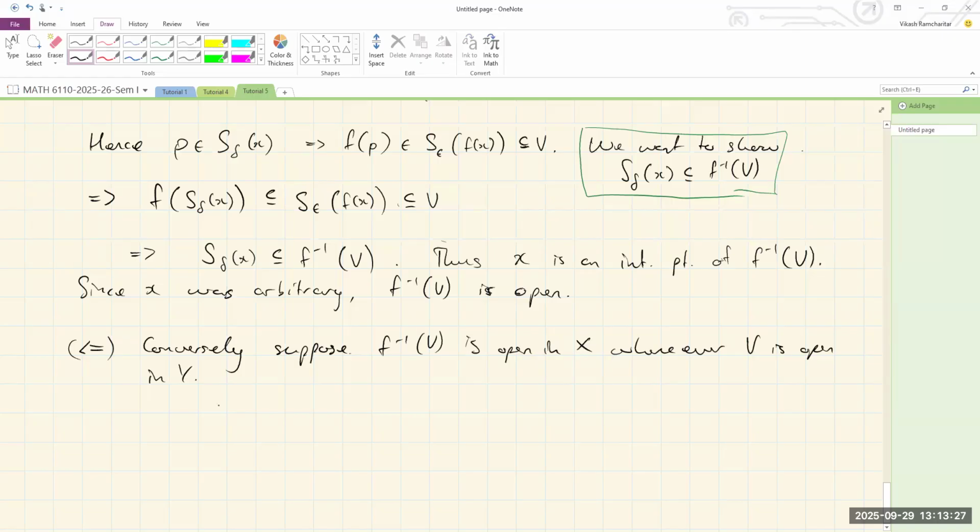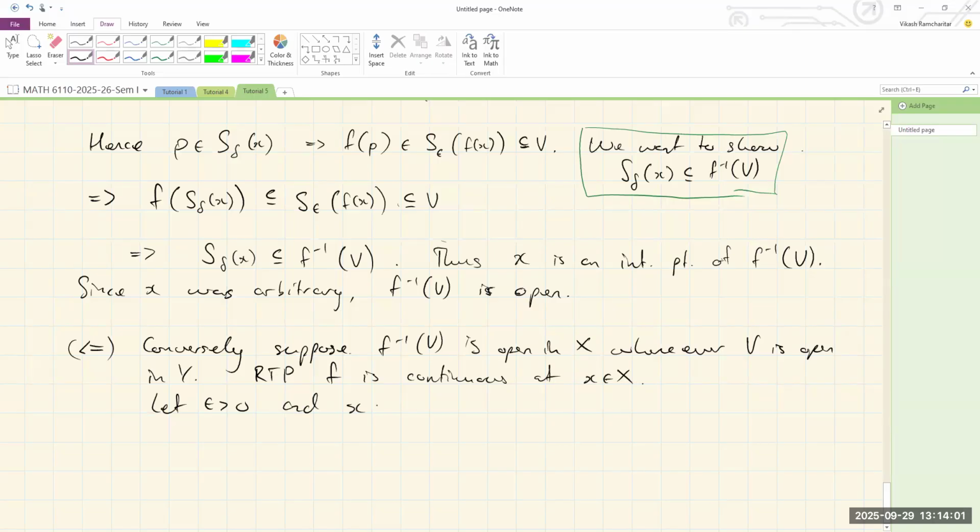So I'm required to prove that f is continuous at every single point in X, using the epsilon-delta definition. So that means let epsilon be bigger than 0. That's how we always go. Now I need to figure out a way to find a delta. So let epsilon be bigger than 0.